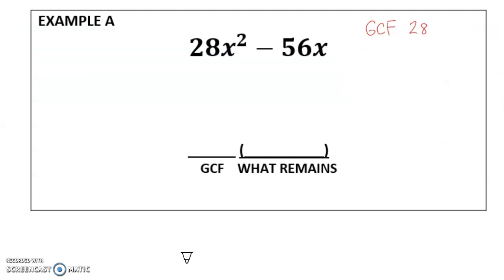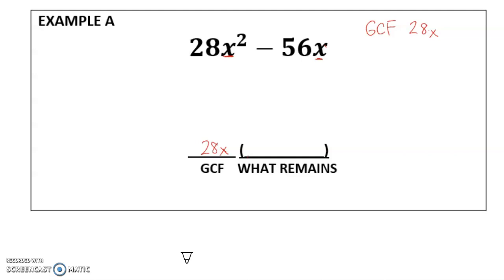Then I have to look at the variable. I have x squared and I have x. So they both have an x, and the most that they have is the smaller exponent. So they both share one x in common. Okay, so 28x is what I'm going to pull out. And then I have to see, okay, well, we're writing a multiplication problem. So 28x times what gets me back to 28x squared? 28x times what gets me back to negative 56x?